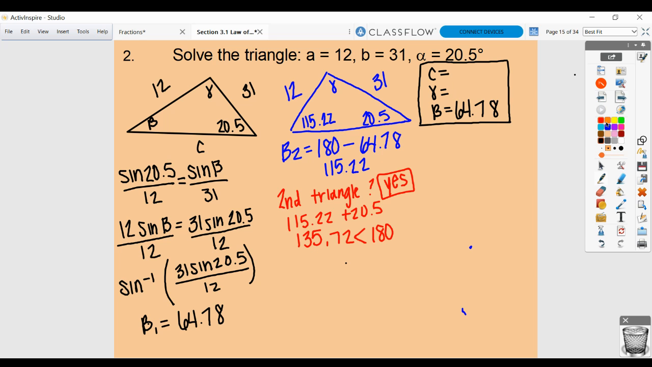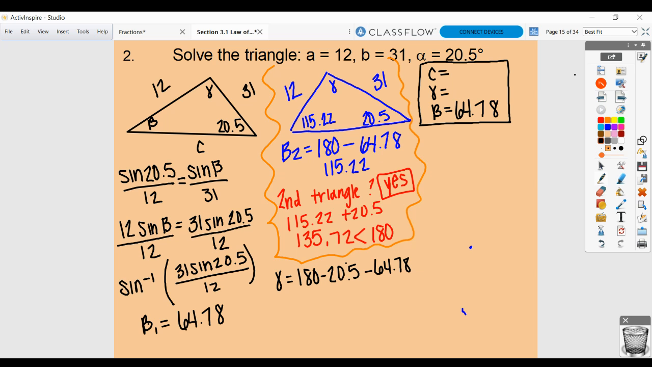So I'm going to go ahead and not even worry about the second triangle right now and go back to the first triangle. So I found beta as being 64.78. I can now find gamma because I can do 180 minus 20.5 minus 64.78. And I get 94.72.